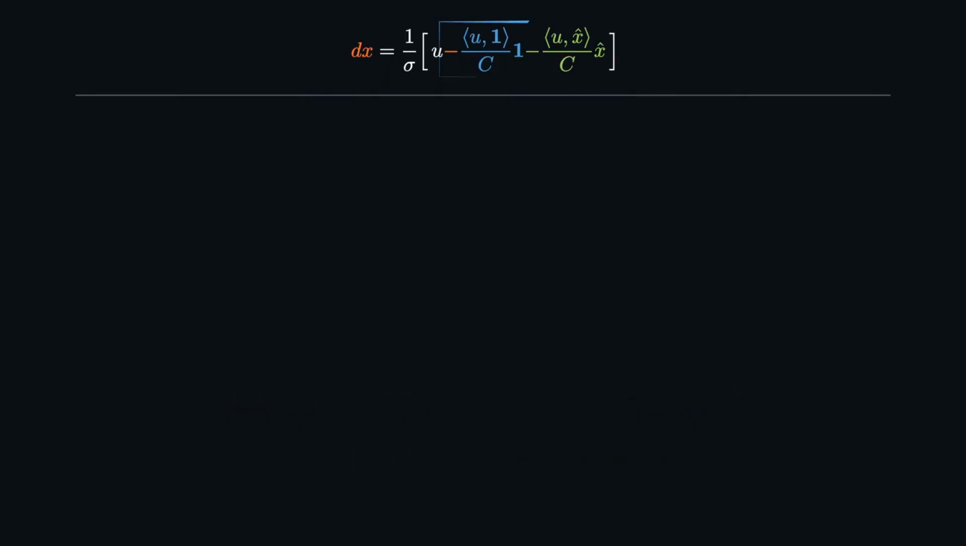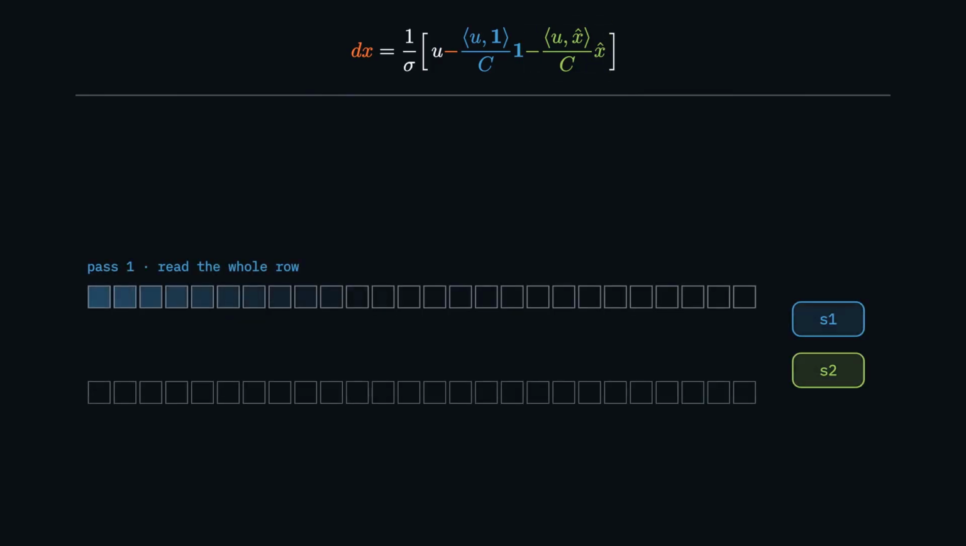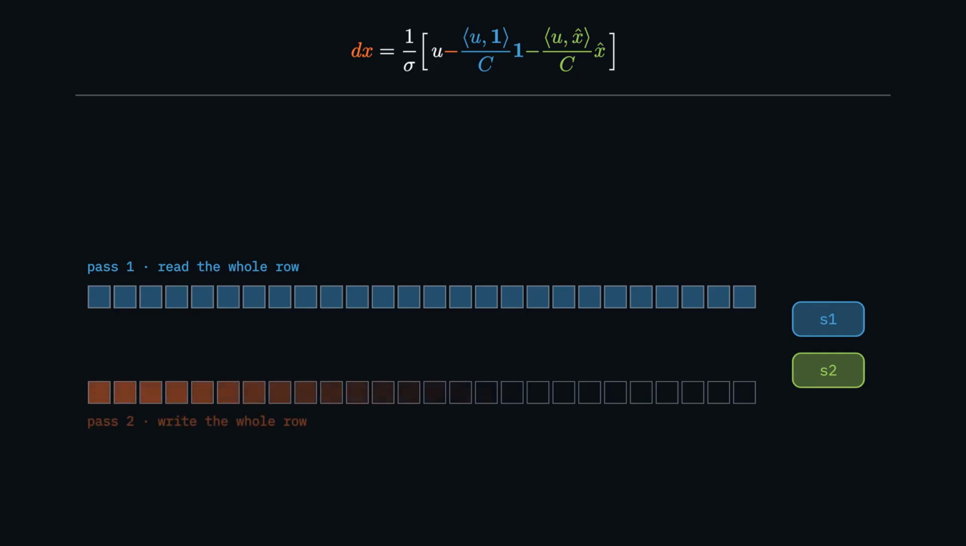A projection needs 2 dot products, and a dot product doesn't produce a number until it has seen an entire row. So the kernel physically cannot write a single output until it has read every single input. 2 passes, not just one. This isn't a choice that I made. The math wrote the memory schedule.